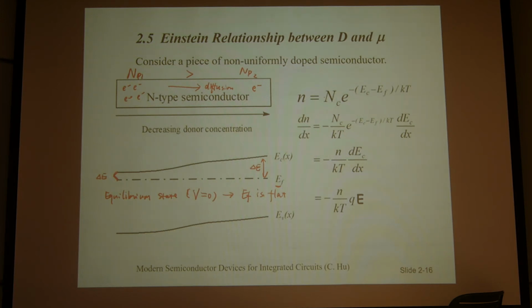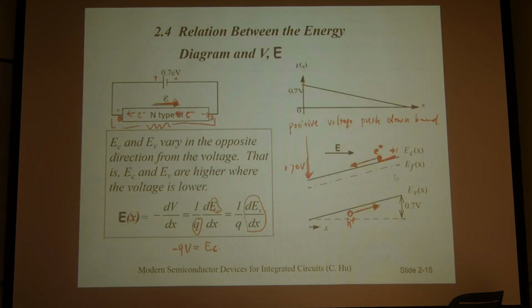So if EC has slope, that means what? Any idea? We just talked about that in the previous slide. If the energy band has slope, that means what? Yes? We just said the slope is the electric field. So this is essentially the slope of this EC. That means you have electric field.